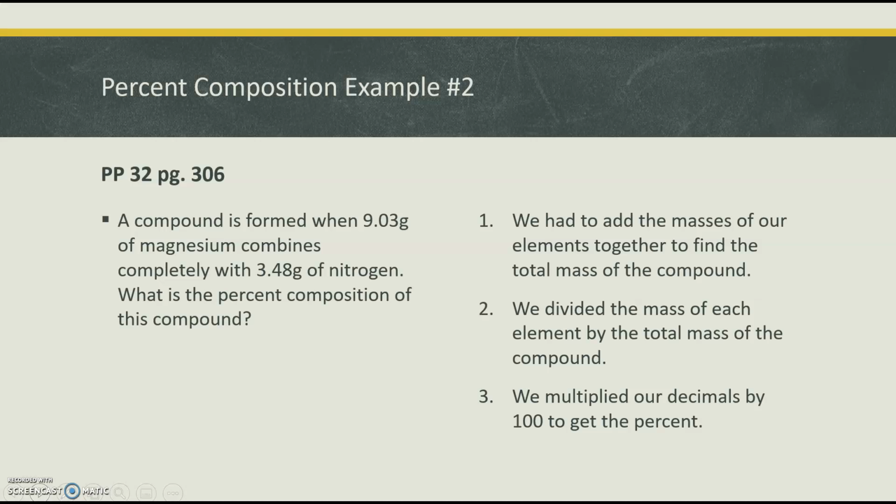Reviewing those steps again, this time we added the masses of our elements together in order to find the total mass of the compound. After we had our total mass and each of our individual elements' masses, we were able to follow the same steps as in example 1.